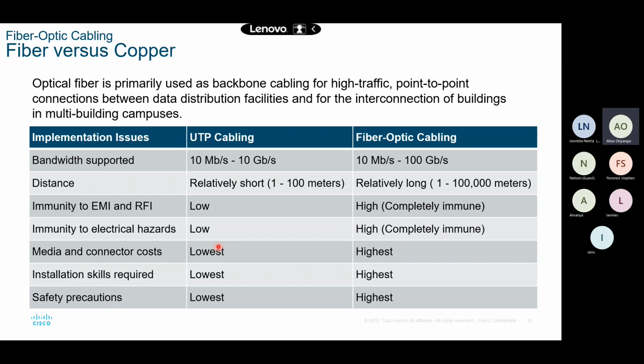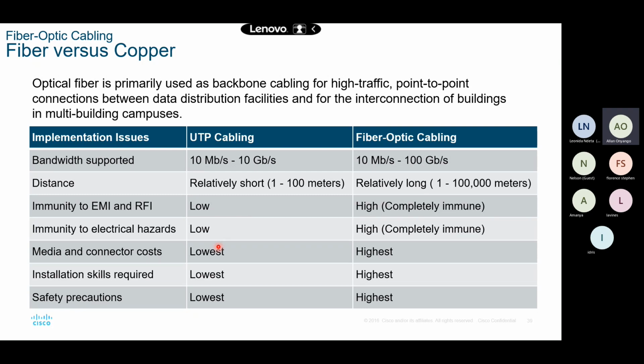Copper supports bandwidth from 10 Mbps all the way to 10 Gbps. Fiber optic can support from 10 Mbps all the way to 100 gigabit per second. And we have a new technology of fiber optic, which supports up to 800 gigabit per second. Very, very important.